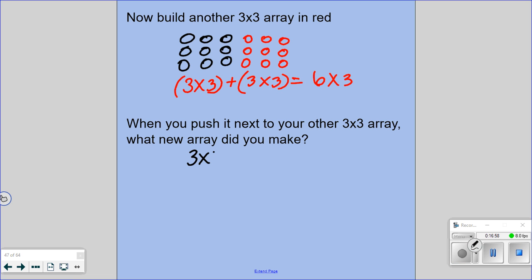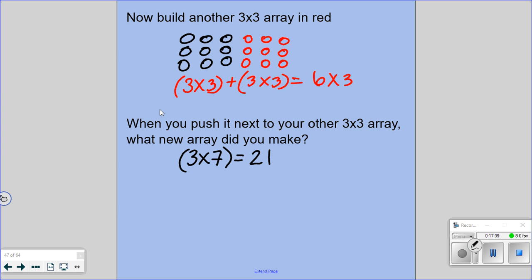What if I knew that 3 times 7 was 21? That is what 3 times 7 is. Remember we made 2 groups of 7 and then 1 more group of 7? If I knew that 3 groups of 7 was worth 21, could I figure out what 6 groups of 7 was worth? How would I figure out 6 groups of 7?